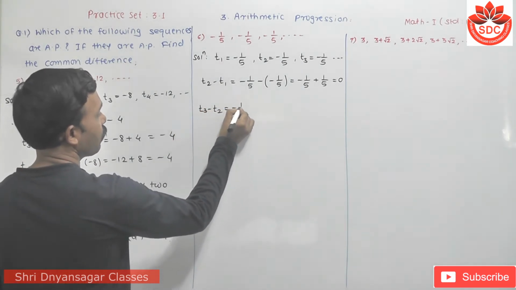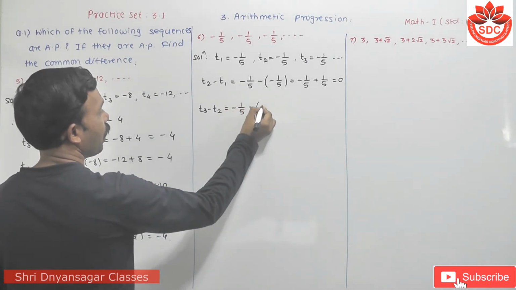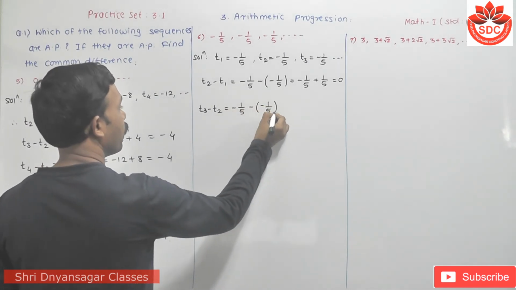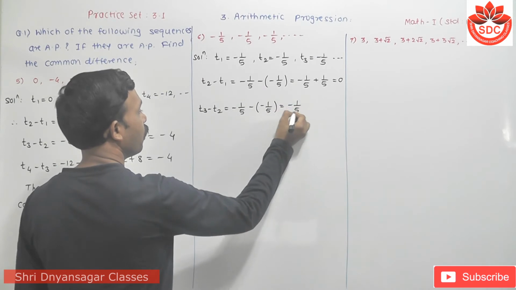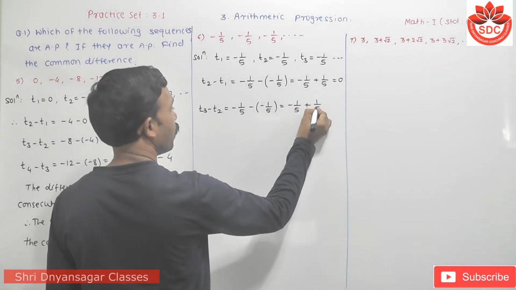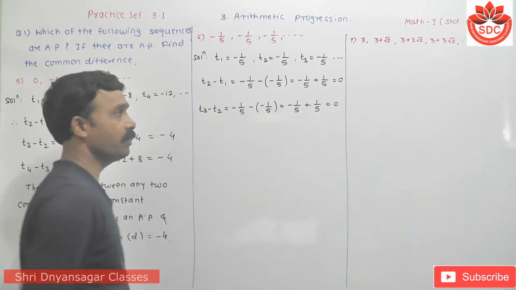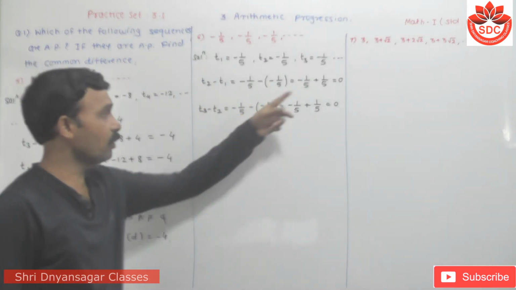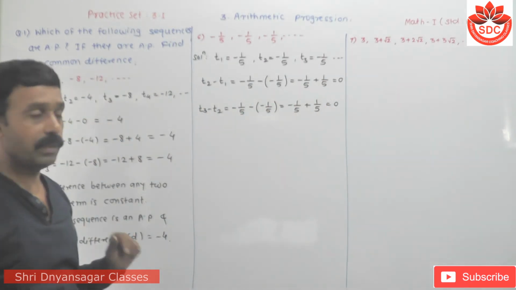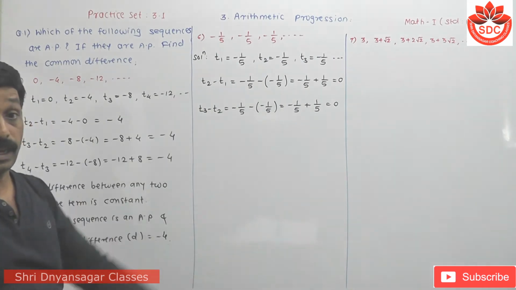Then next one is T3 minus T2. T3 is minus 1 upon 5 minus, again T2 is minus 1 upon 5. Then it becomes minus 1 upon 5 plus 1 upon 5. Again it becomes 0. It means that the difference between two consecutive terms is 0. It means that the given sequence is an AP.